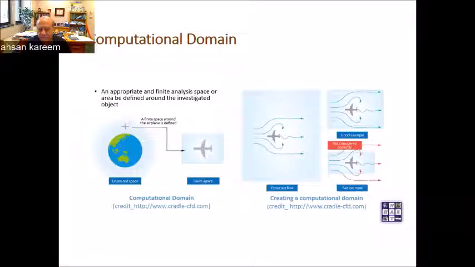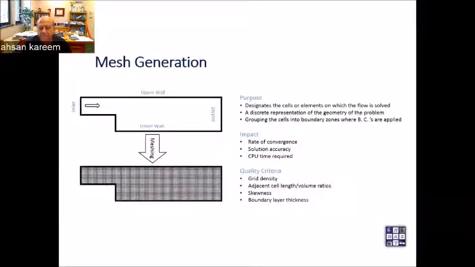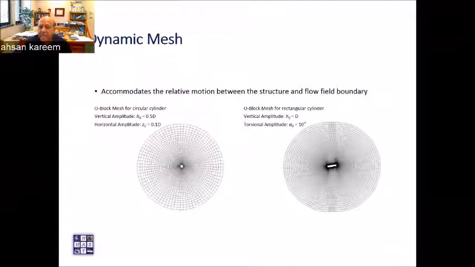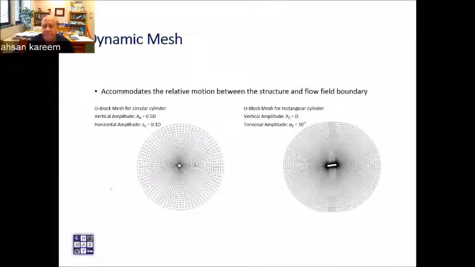So these are things one has to keep in mind while developing the domain. Mesh generation, once again: we have all these boundary conditions, and we have to make sure we follow the right procedures. In case we are doing aeroelasticity, now the body moves, so the grid has to move. So these are some of the dynamic meshes we have developed. This is for a circular cylinder, and this is for a rectangular case.